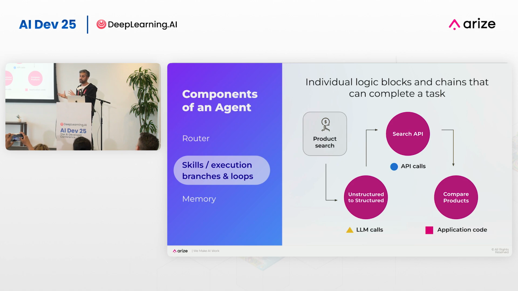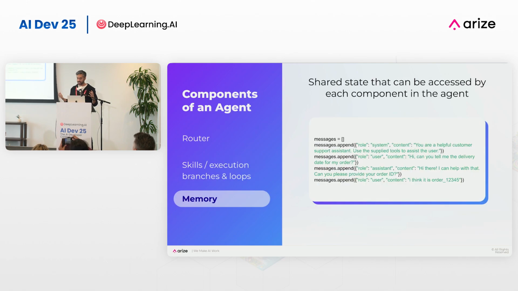A lot of the logic structure is the secret sauce of your agent, which is how do you want these tools to be accessed? Are there LLM calls? Are there API calls? Is there application-specific code that you want to evaluate? And then last but not least, this is the memory component, the shared state that can be accessed by each component in the agent.